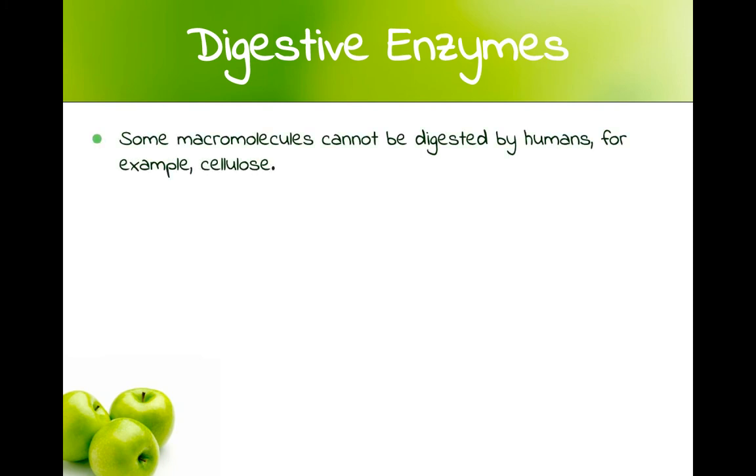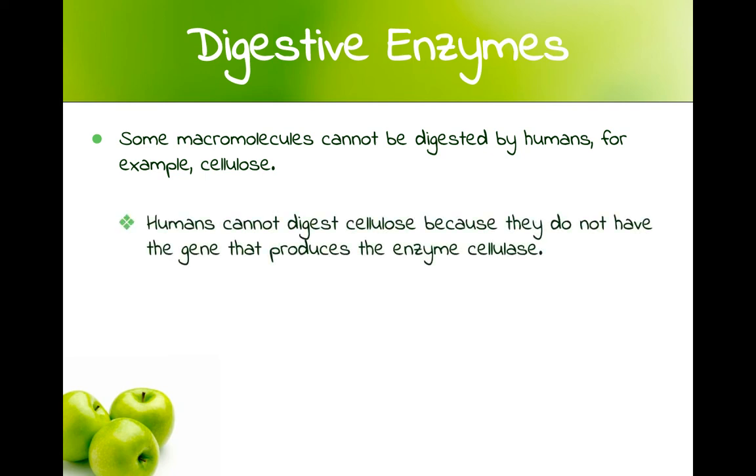There are some macromolecules that humans cannot digest, for example, cellulose. The reason that we can't digest cellulose is because we don't have the enzyme. We don't have the gene that produces the enzyme cellulase. So we cannot digest cellulose.